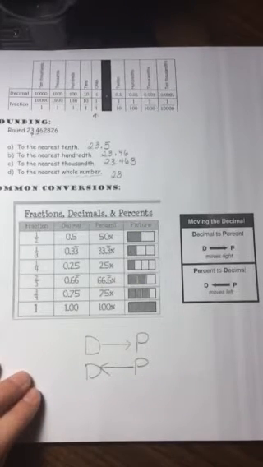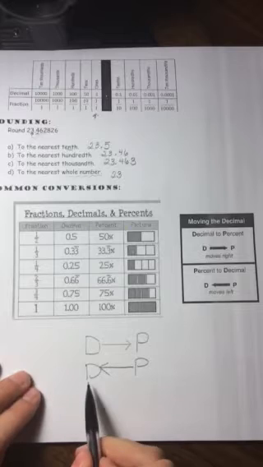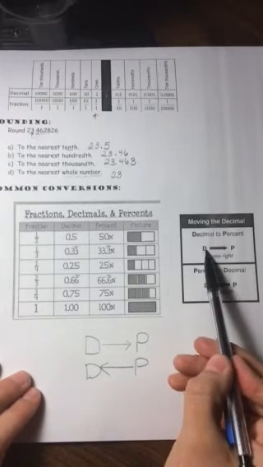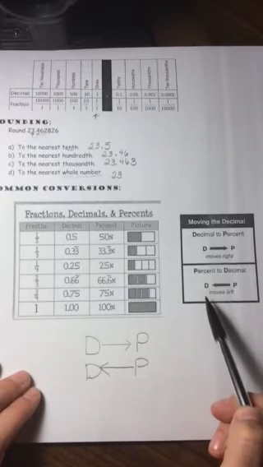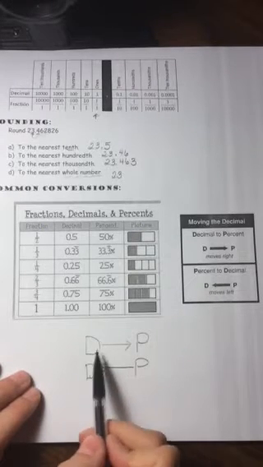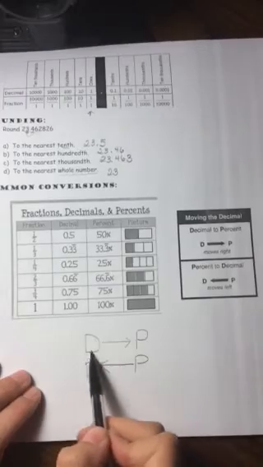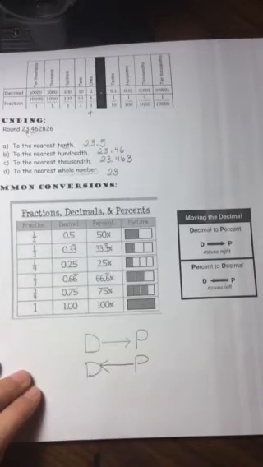And that kind of tells you where you're going to move your decimal point. Okay, so that might help you. So decimal to percent, move it right. Percent to decimal, move it left. So if you ever get confused, just write the D and the P, alphabetical order, decimal to percent, percent to decimal. Okay, we're going to try a few on the next couple pages.